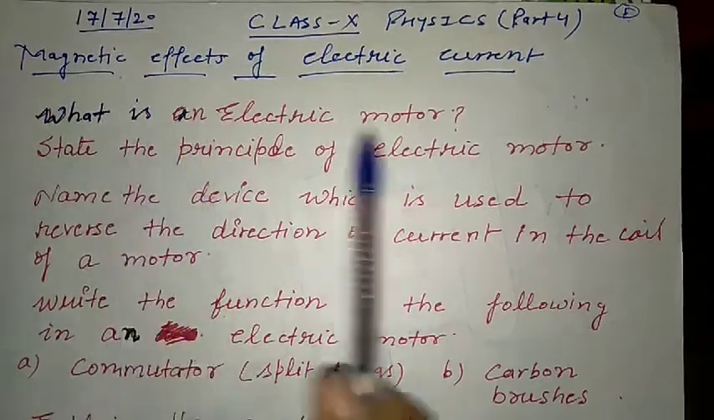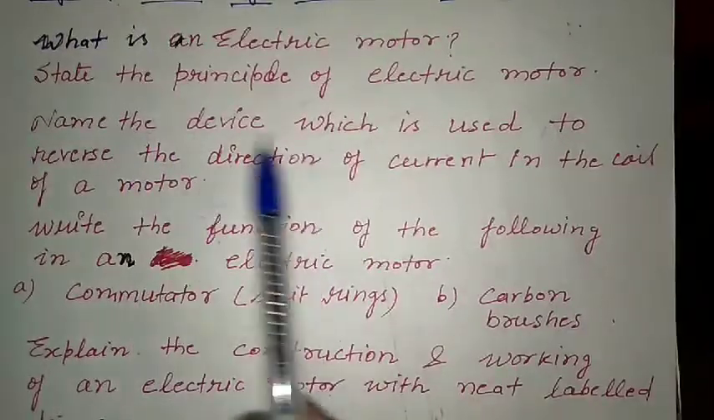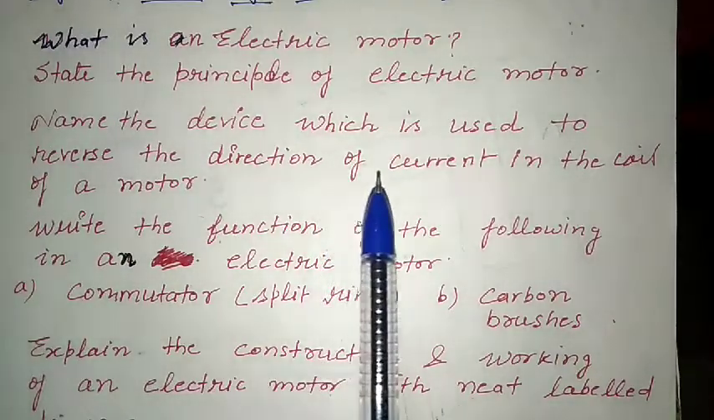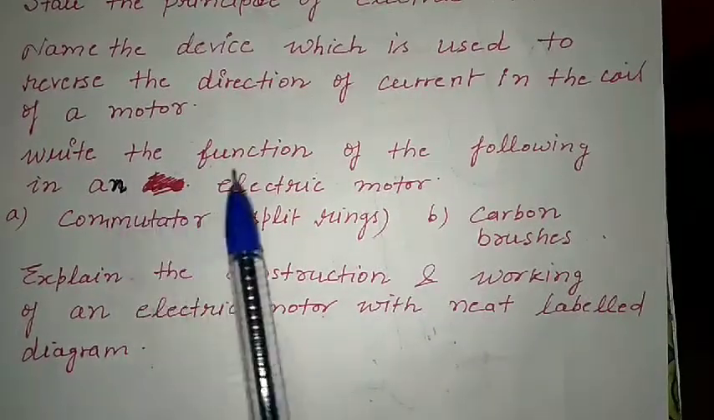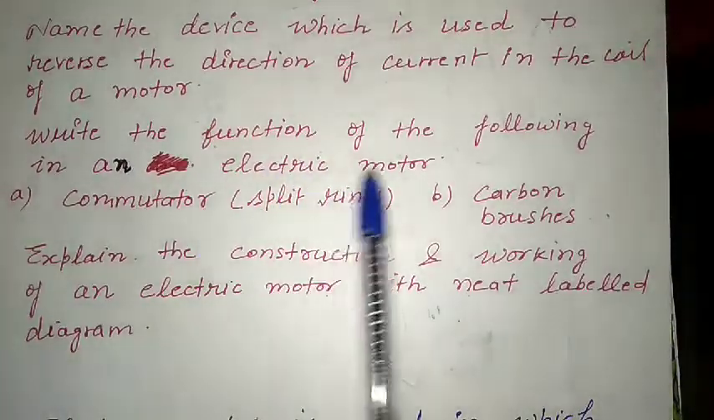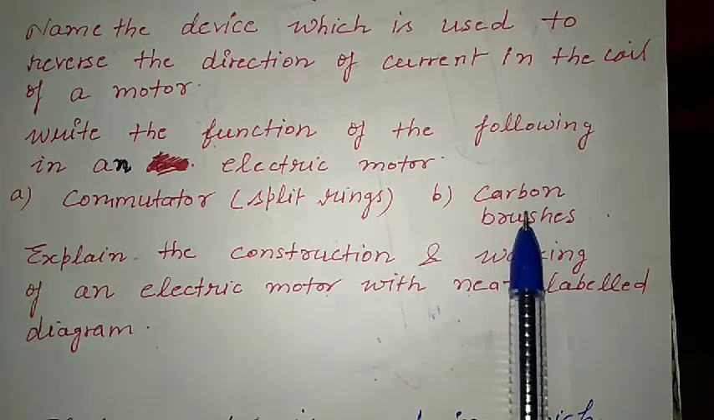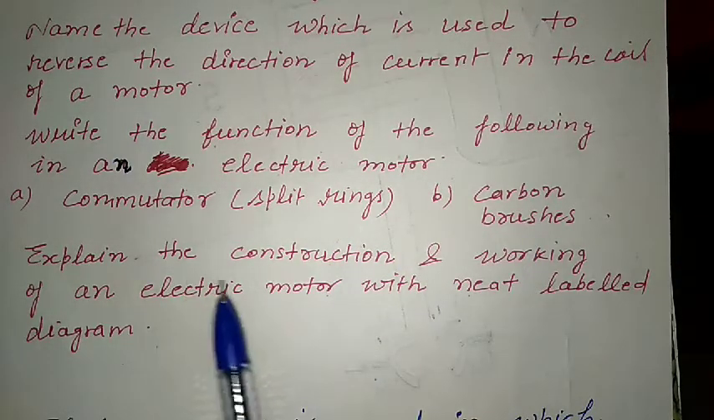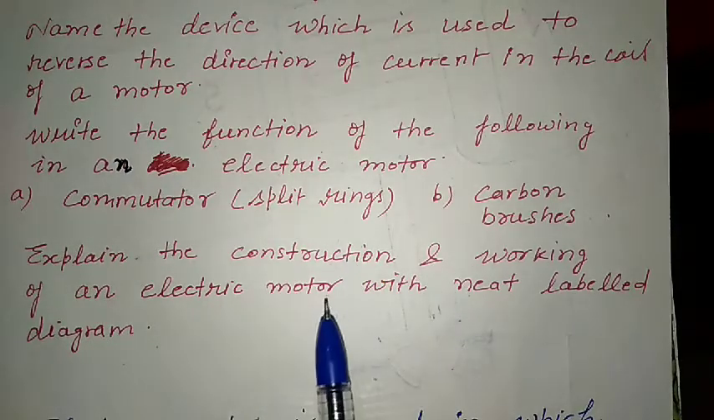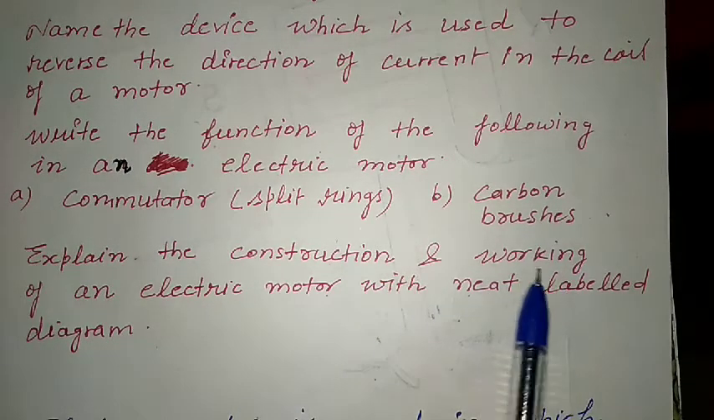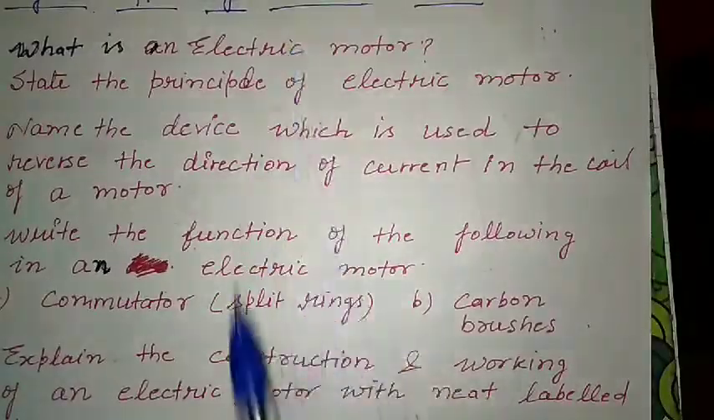So what is an electric motor? State the principle of electric motor and the device which is used to reverse the direction of current in the coil of a motor. Similarly, write the function of the following. These are the parts of the motor, and what are the functions of these? This is the commutator and carbon brush. Here we have to explain the construction and working of an electric motor with a neat labelled diagram.